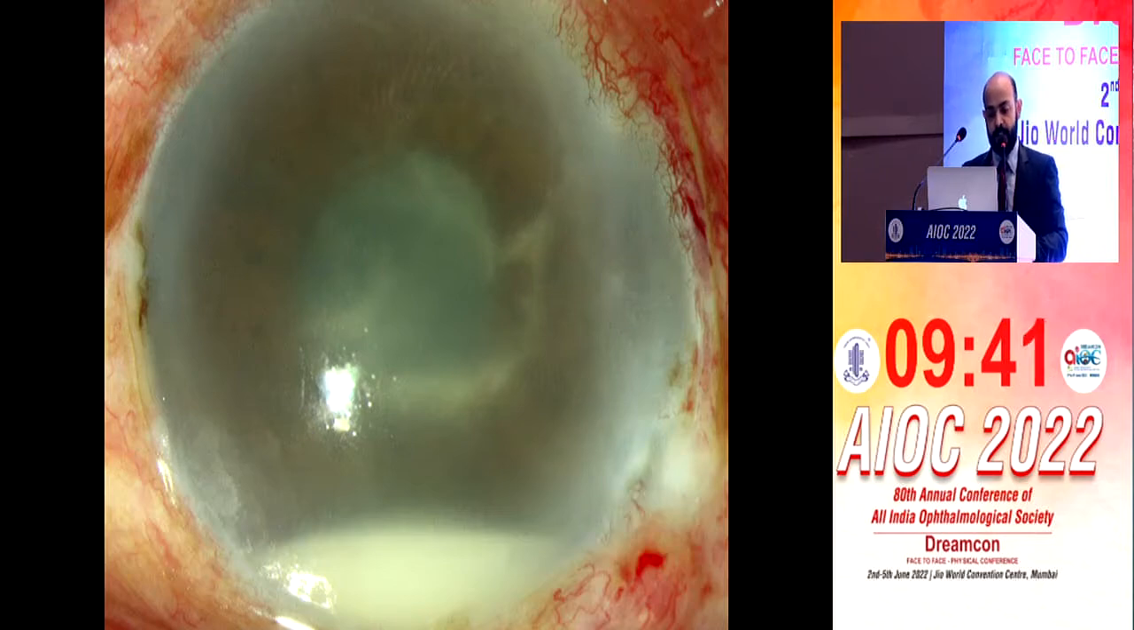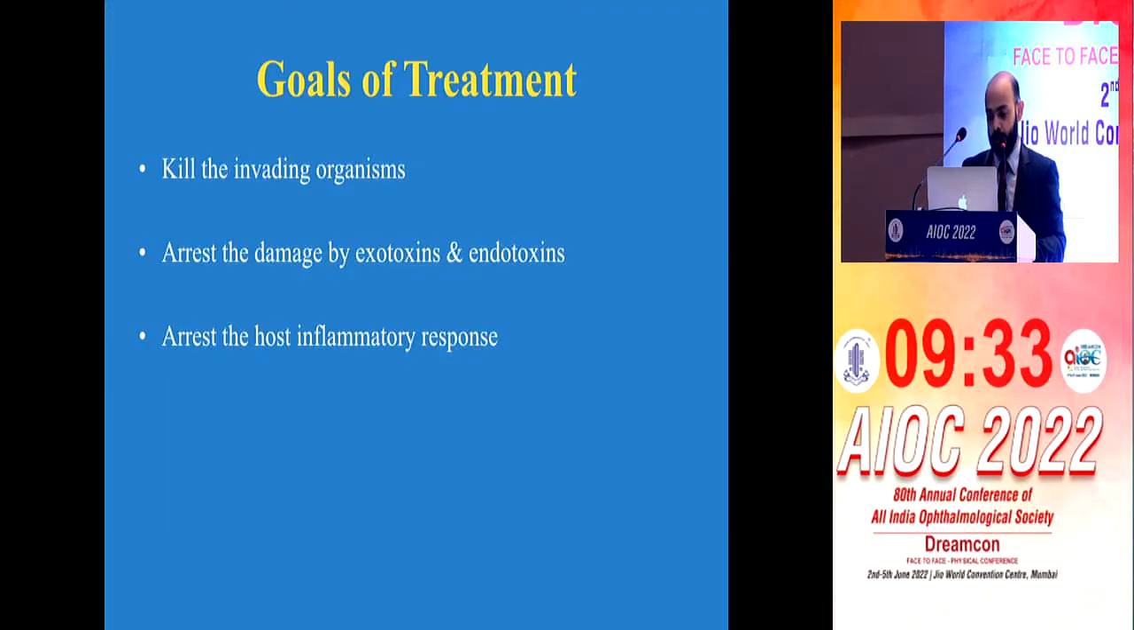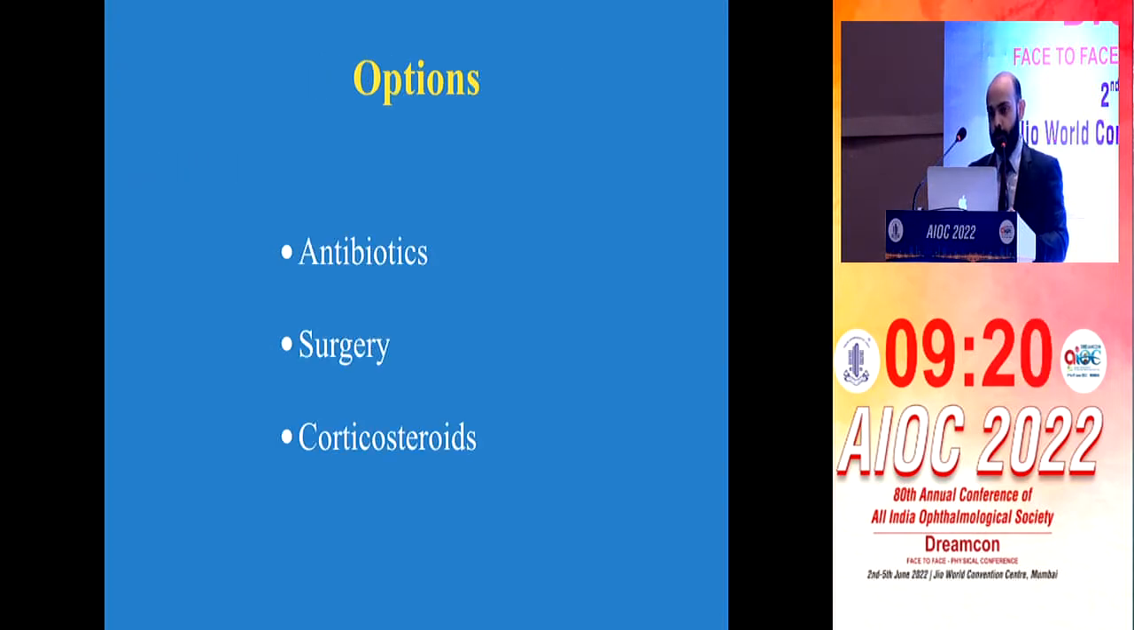We are all scared of this picture after a well-done cataract surgery or any other intraocular surgery. But once we have it, we have to know how to treat it. So what are the goals of treatment? To kill the invading organism, to arrest the damage by the exotoxins and endotoxins, and to arrest the host inflammatory response. What options do we have? We have the option of antibiotics in multiple routes, surgery, that is pars plana vitrectomy, and steroids.